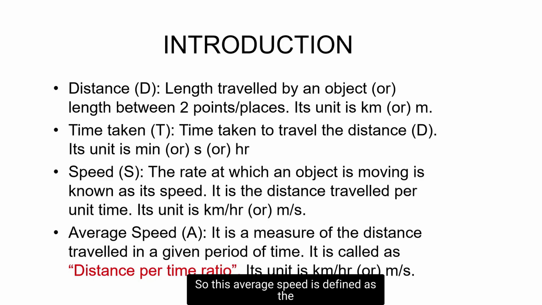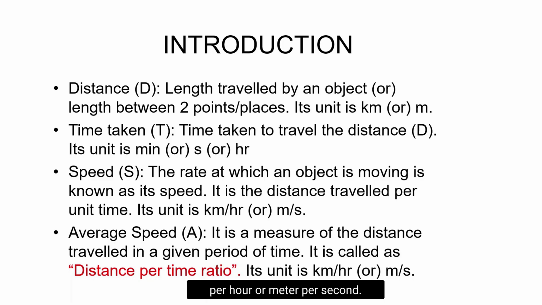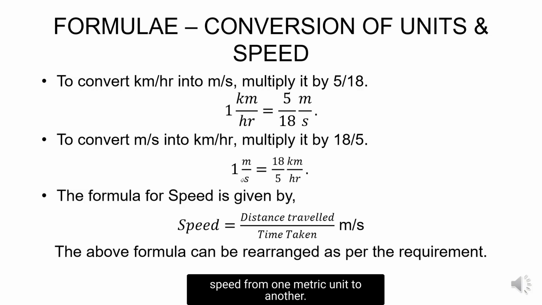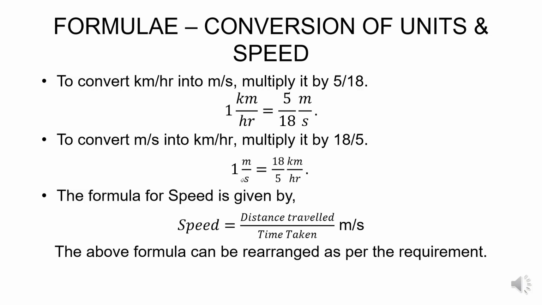So this average speed is defined as the distance traveled in a given period of time. It can also be defined as distance per time ratio. Since the average speed also denotes speed, the unit of average speed remains the same as kilometer per hour or meter per second. Let us see how to convert the speed from one metric unit to another.